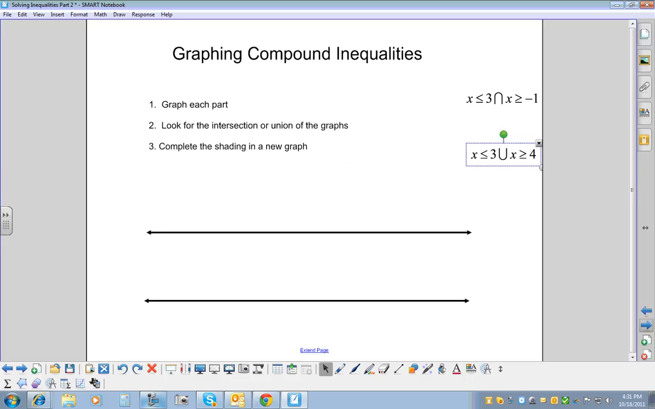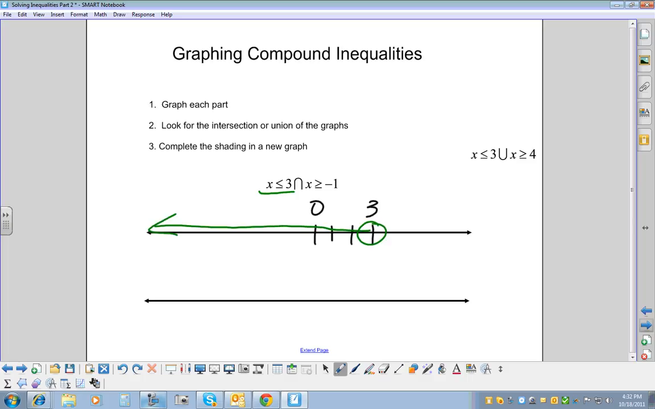So let's move this one over, bring this one down. I'm going to graph the left side again in green. So I'm looking for x's that are less than or equal to 3. Here's 0. Here's 3. Put a circle around 3. Shade in the less than direction, numbers that are less than. Now using blue, I'm going to find the numbers that are greater than or equal to -1. Here's -1. I'm going to take blue and circle it. Shade this direction with blue.